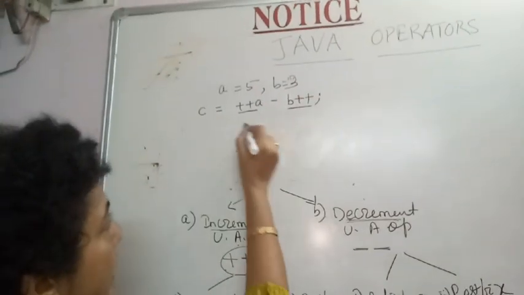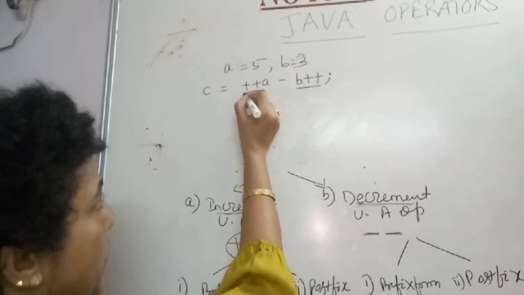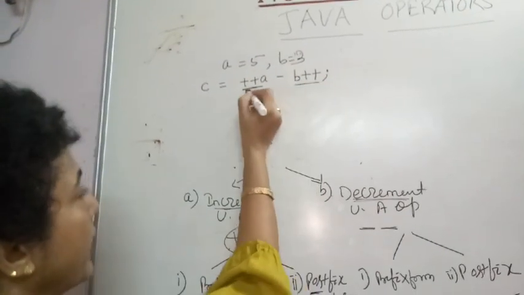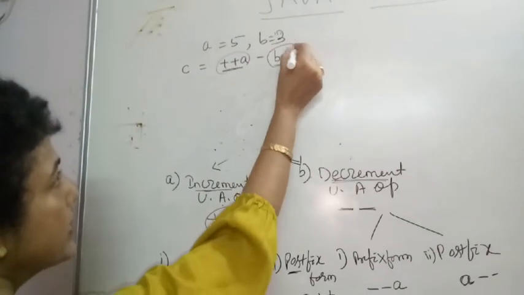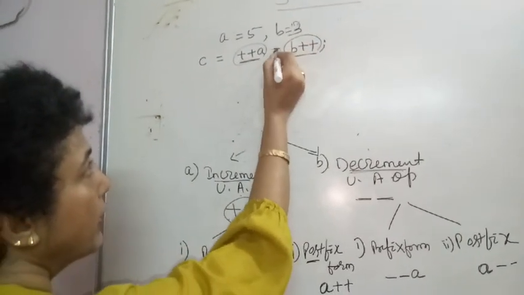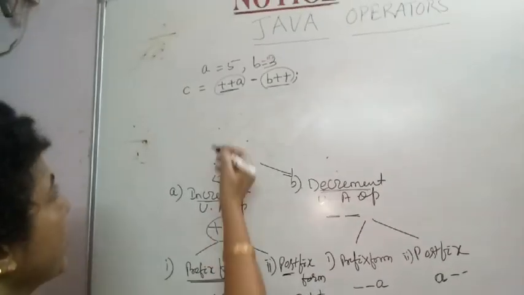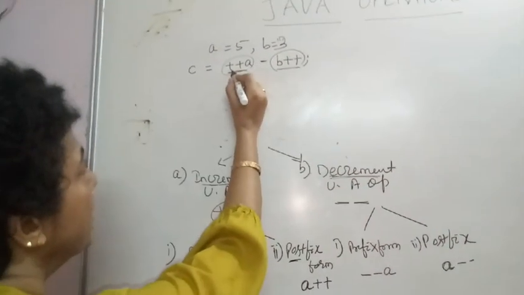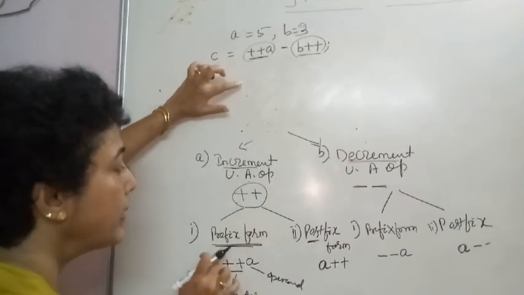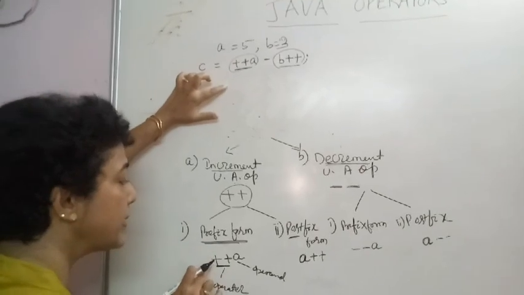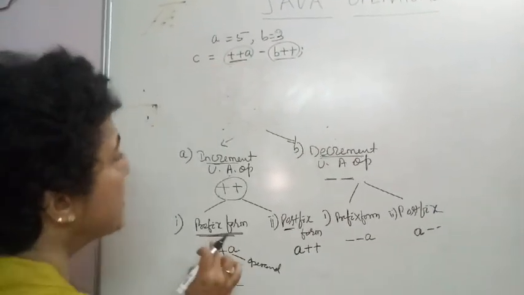In an expression where unary operators and binary operators are both there, first you have to solve the unary part. Let us understand this. First I have to solve this and then this, then whatever answer comes, I will solve the subtraction symbol. This is the increment operator, but used in which form, prefix or postfix? It is used in prefix form because it appears first, before the operand.